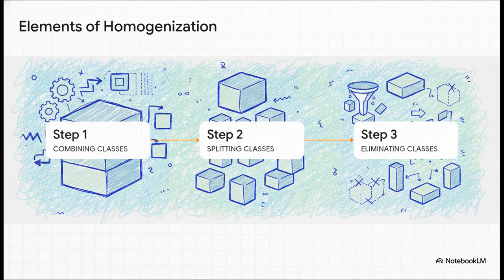Well, it pretty much boils down to three key actions you take on the code's building blocks, which are called classes. First, you combine any classes that are basically just different names for the same thing. Second, you take any classes that are trying to do way too much at once and you split them up. And finally, you just get rid of any classes that are redundant or aren't pulling their weight anymore.